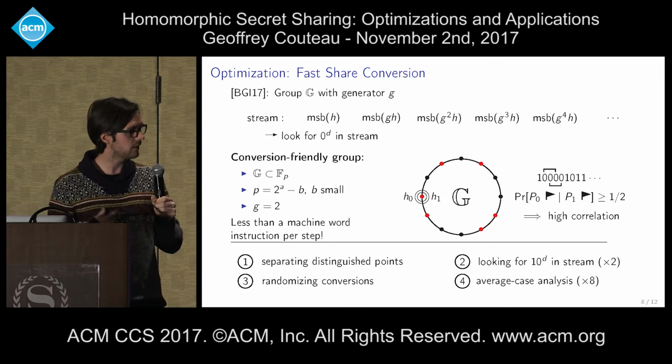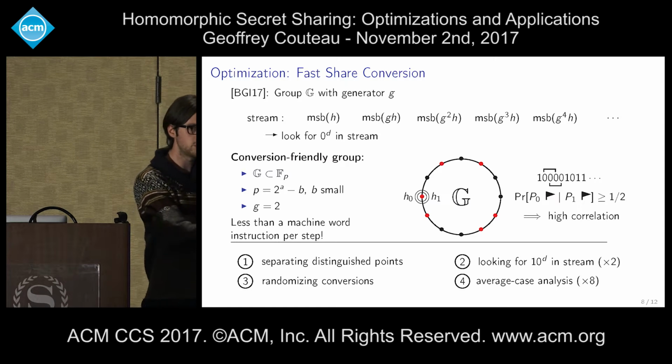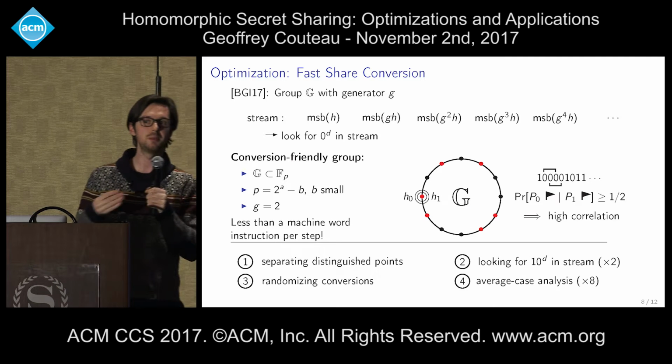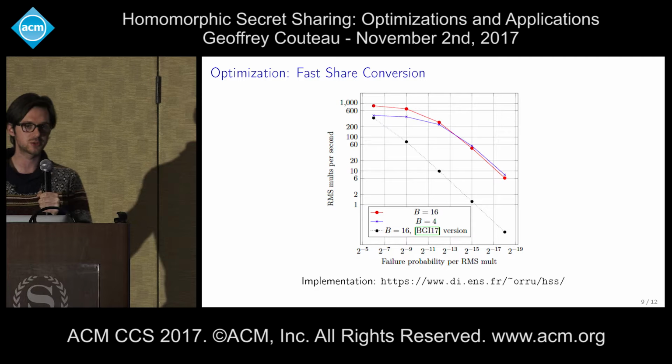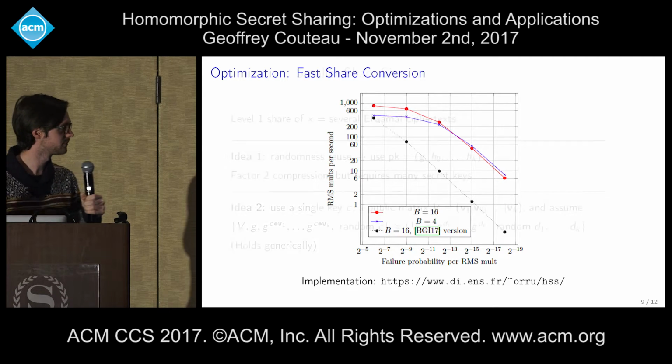Then we overall save a factor 30 compared to the previous work for evaluating RMS multiplication, which is the core computational step in evaluating an RMS program. And you can find more about this implementation at this address. It's freely available. You can play with it if you want.